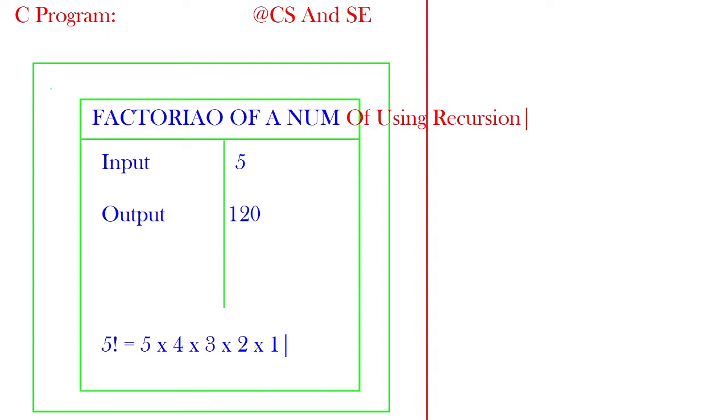Recursion is a process of a function calling itself repeatedly until a condition is satisfied. So we know the logic of a factorial. If we find factorial of 5, then we multiply 5 into 4, 4 into 3, then 3 into 2, then 2 into 1. So factorial of 5 is equal to 120.